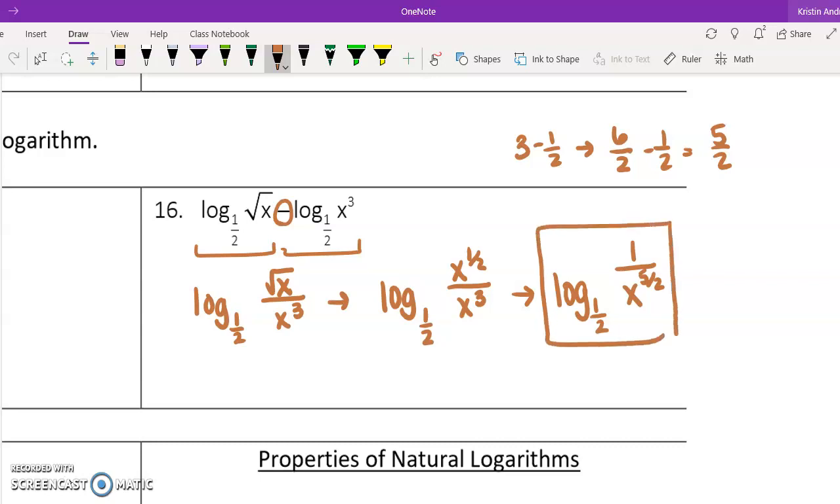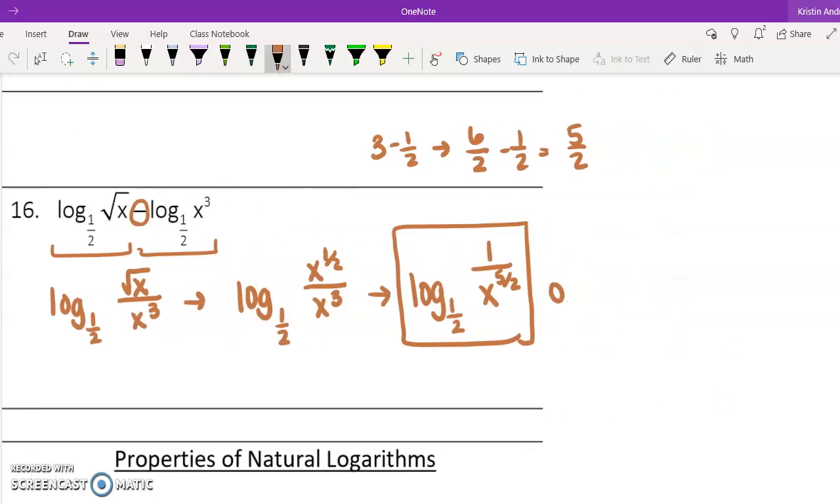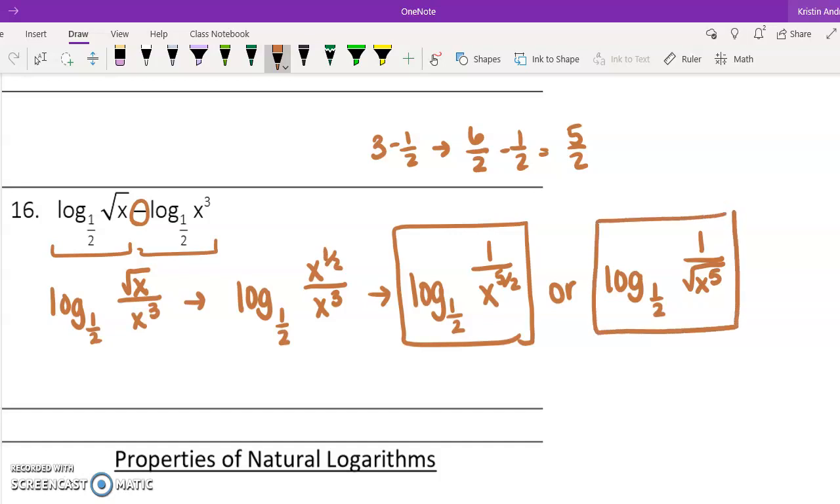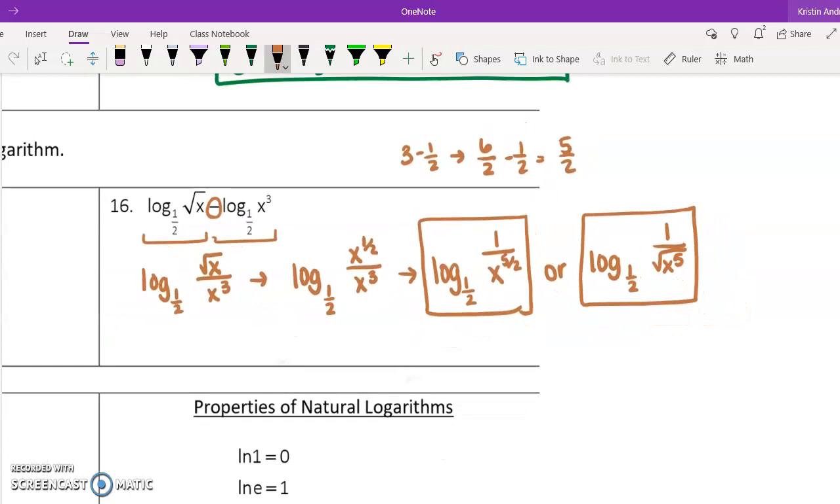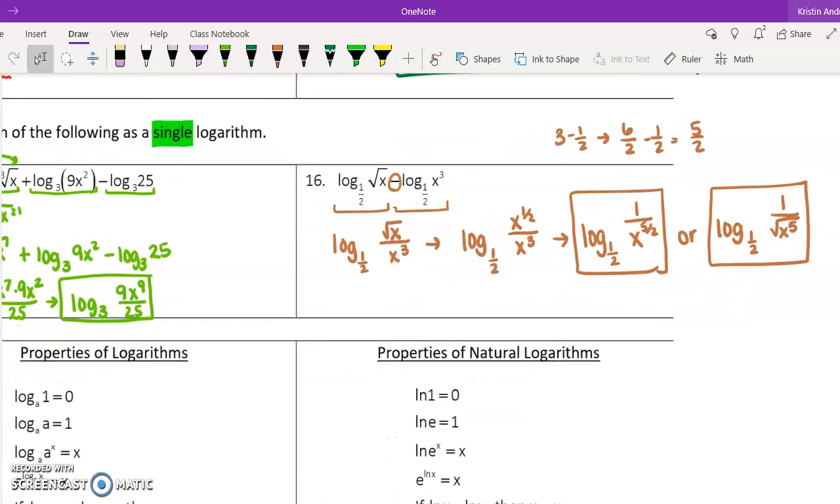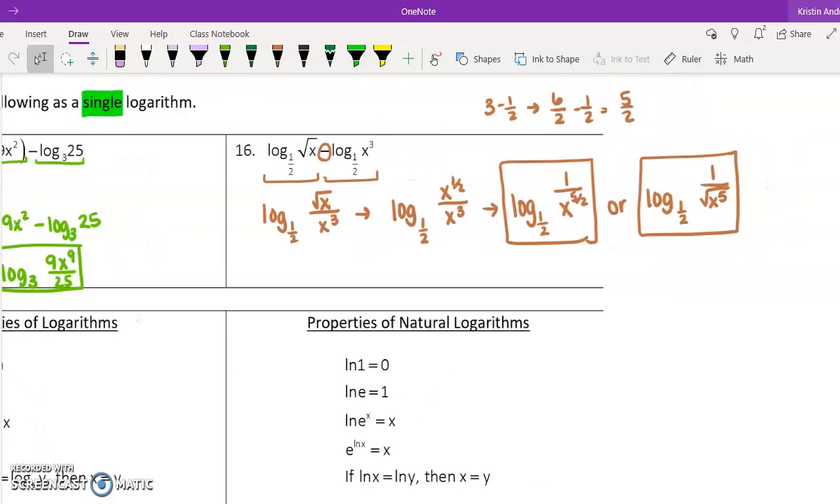That is in rational exponent form. If you write it in root form, it would look like this: log base 1/2 of 1 over the square root of x to the 5th. It looks terrible with the radical in the denominator, but I would probably just leave it looking like that with the 5/2. That way you're not looking at it like you need to simplify a radical or rationalize the denominator. You can just leave it.